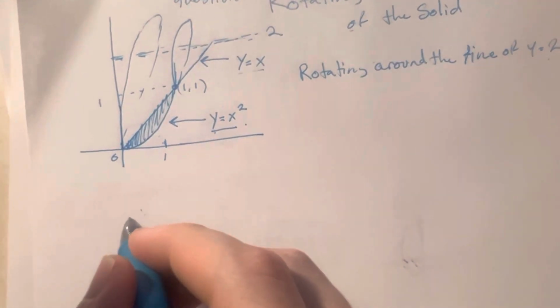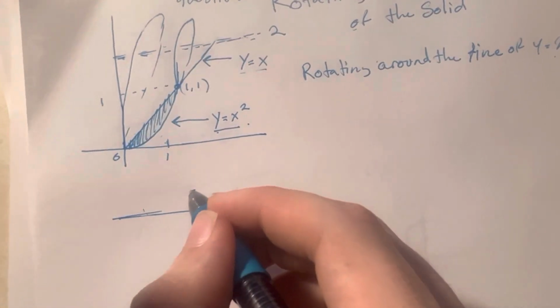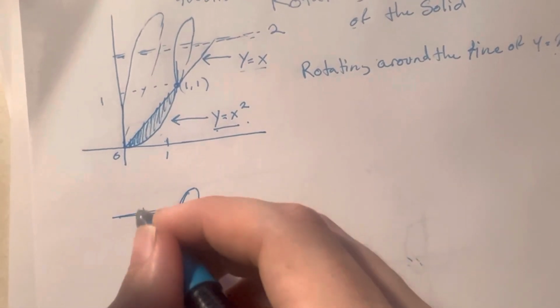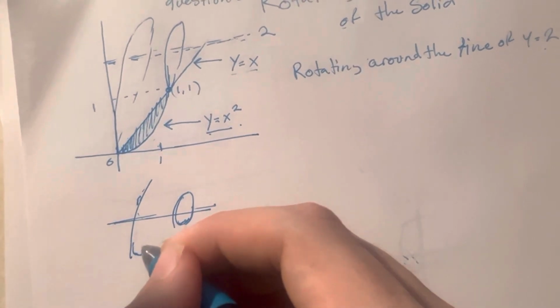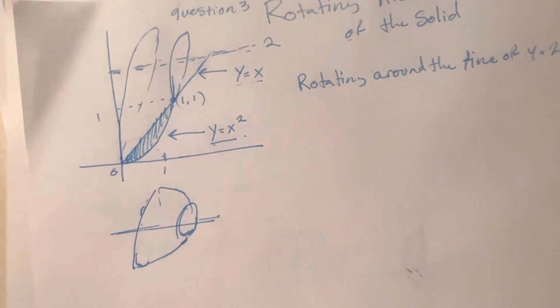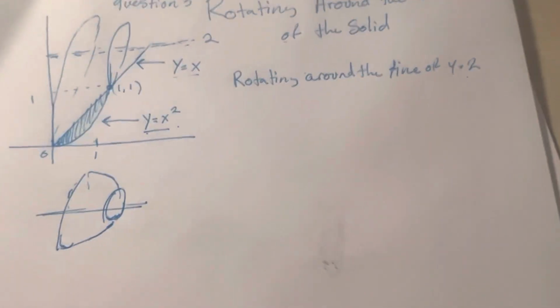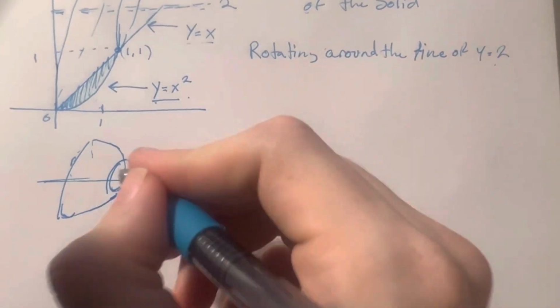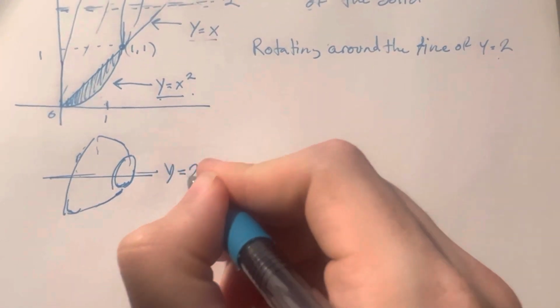and we would get something kind of resembling a shape that's something like this. It's a bit hard to draw while I'm recording, but something like that, around the line y equals 2.